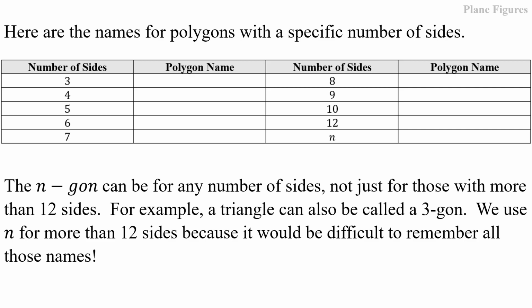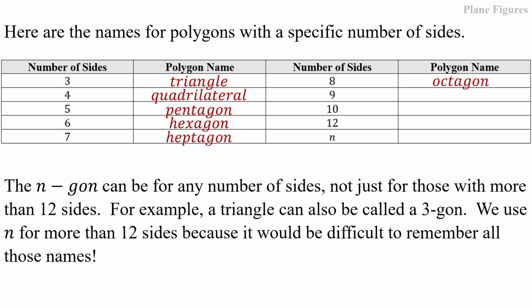All right. So now here are some names for polygons with a specific number of sides. You should be familiar with at least most of these. If a polygon has 3 sides, we call it a triangle. If a polygon has 4 sides, we call it a quadrilateral. If a polygon has 5 sides, we call it a pentagon. If a polygon has 6 sides, we call it a hexagon, and so on. I'm just going to put them here.